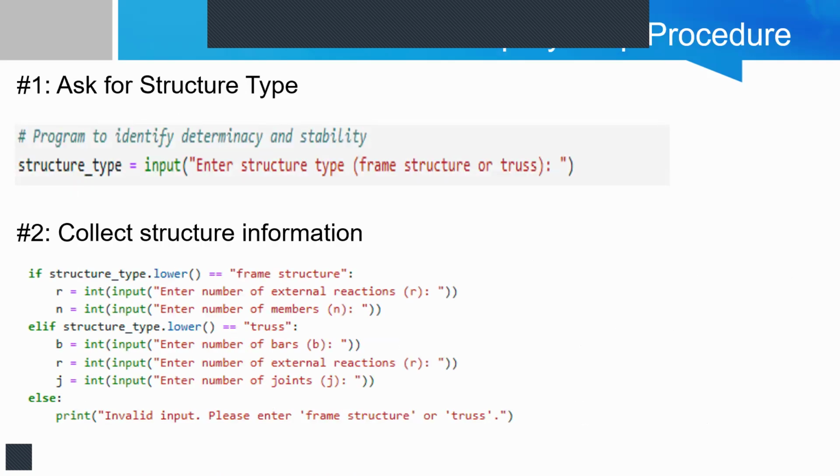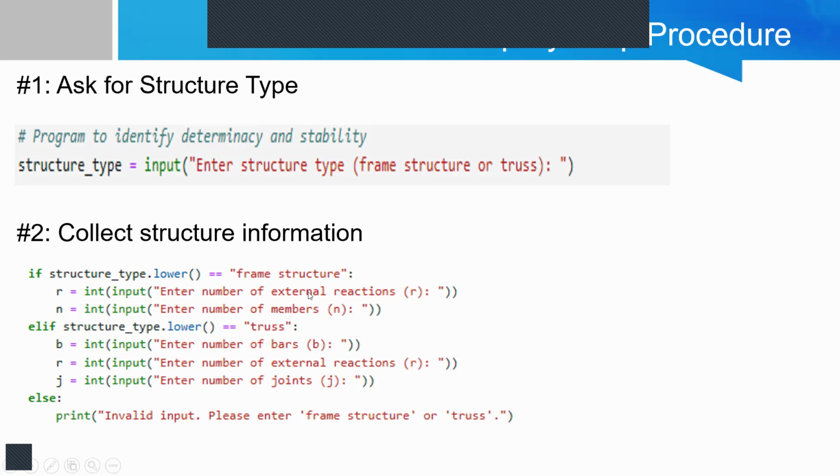Step-by-step procedure. In our code, first of all we ask for the structure type. We have to enter the structure type. Second, we collect structure information. If it is a frame structure, we enter the number of external reactions.